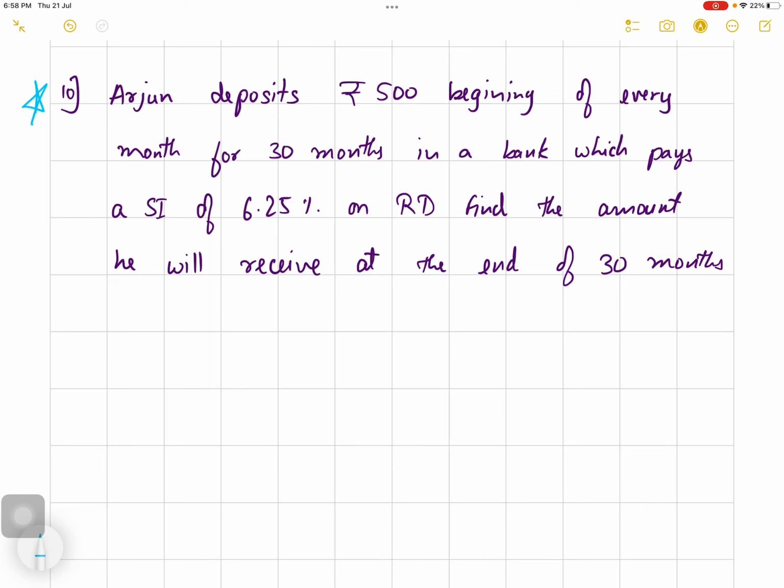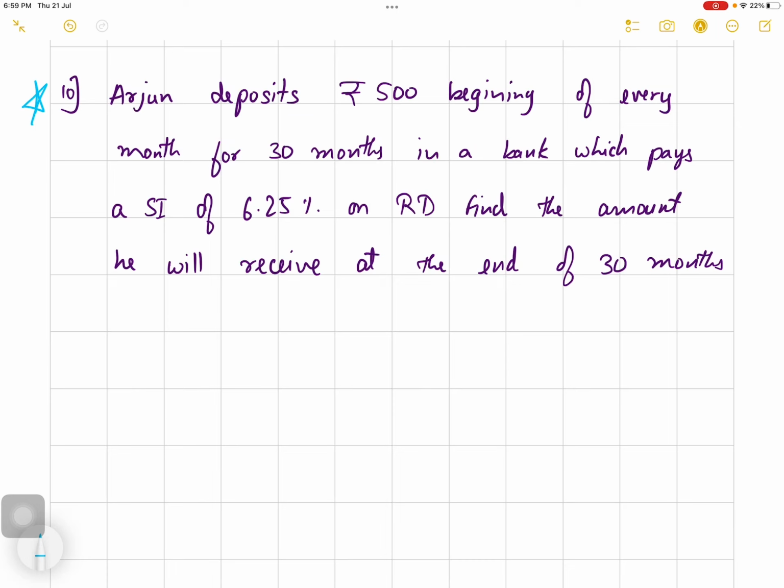This kind of question is always asked. For 4 marks it is asked. Arjun deposits rupees 500 at the beginning of every month, for 30 months, in a bank which pays simple interest of 6.25% on RD, recurring deposit. Find the amount he will receive at the end of 30 months.